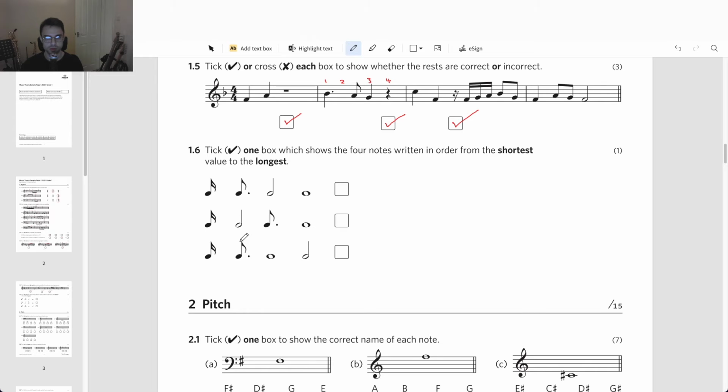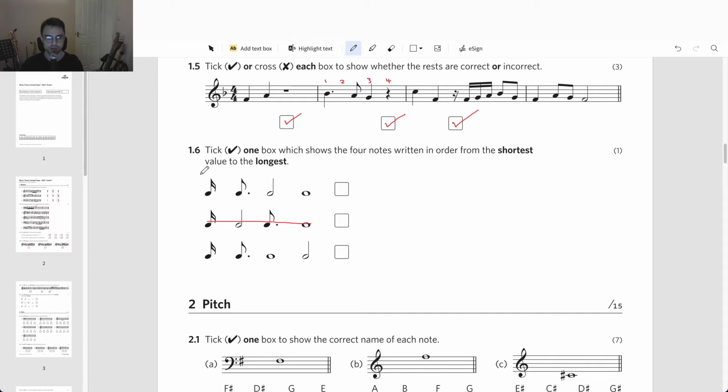So this is looking good. And a dotted quaver. All right, so it could be this one or this one. And then we've got a minim here. All right, so we know that it's not the middle one. It's going to be one of these two. So minim, that's 2 beats. Semibreve, that's 4 beats. It's this top one. Semibreve is 4 beats long.